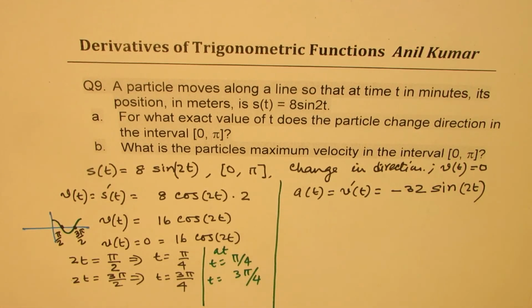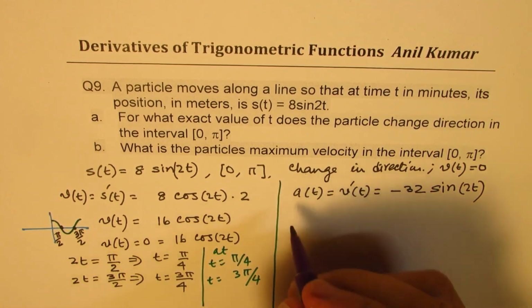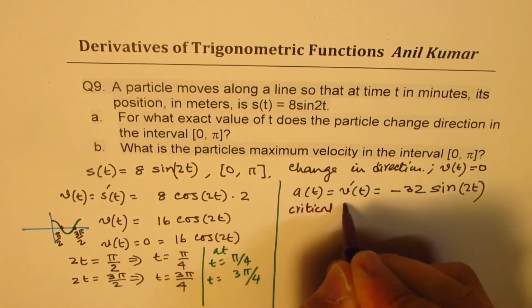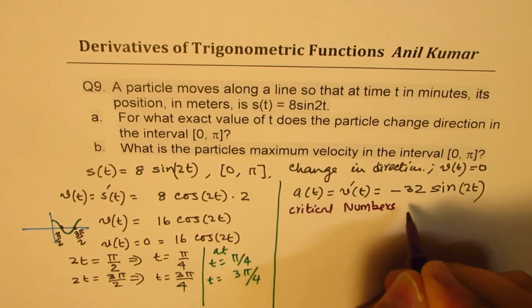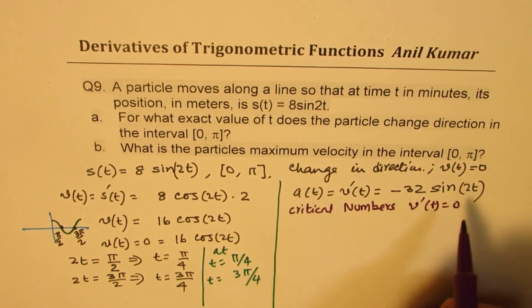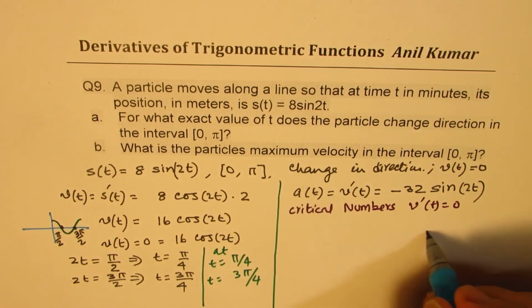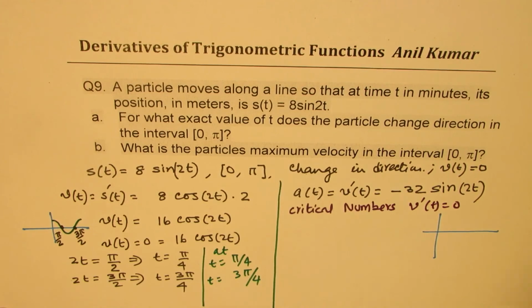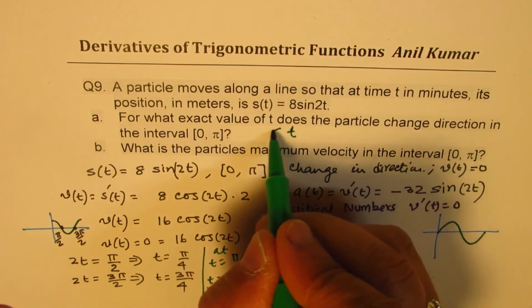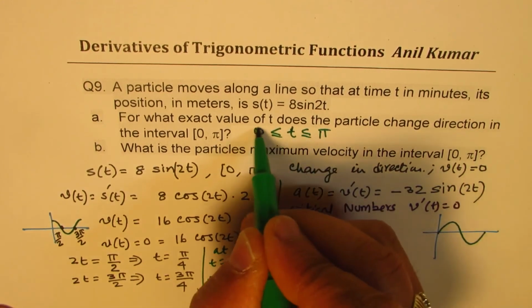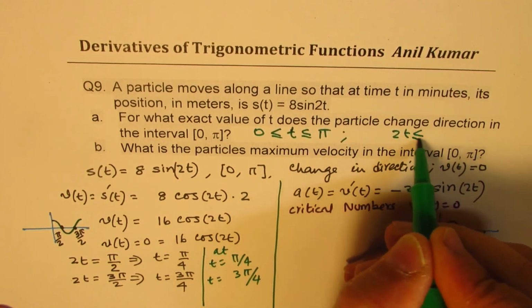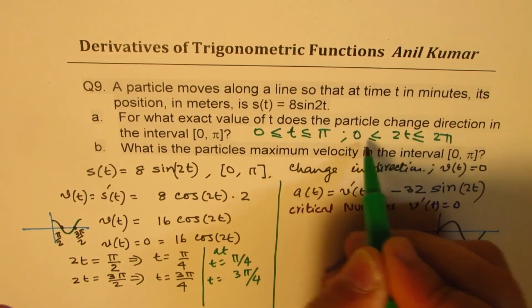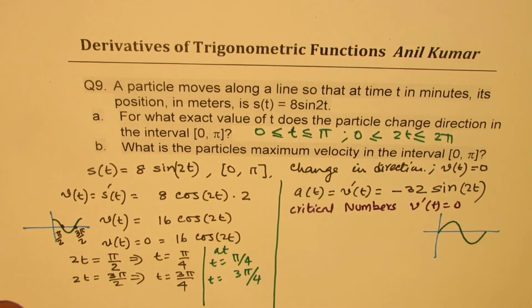Now to find the critical numbers, we can equate this to 0, right? Which will be 0 for sine. If you sketch the graph, it's easy to explain, right? So there are 3 zeros. Now, when we say t is between 0 and pi, in that case, 2t is going to be between 0 and 2 pi. That is why I'm taking two different values. You should understand this part, right? As far as t is concerned, that is my graph.